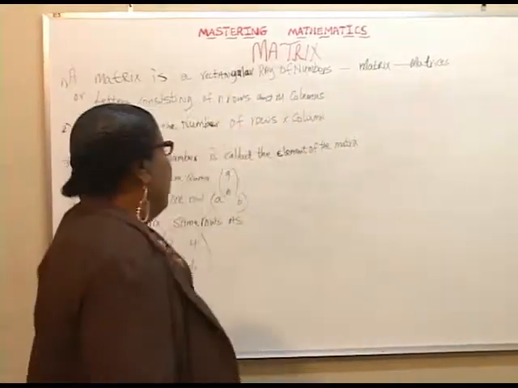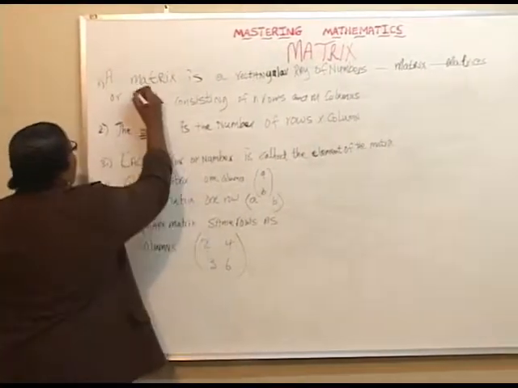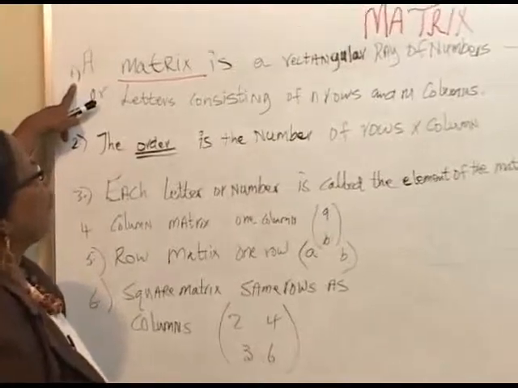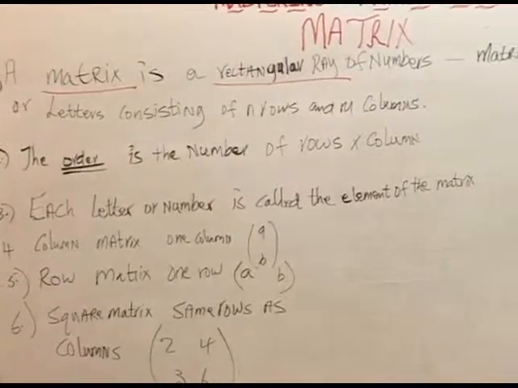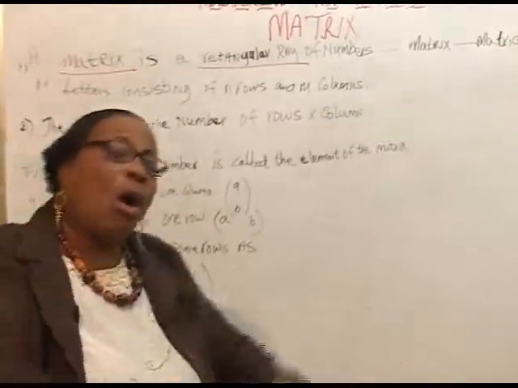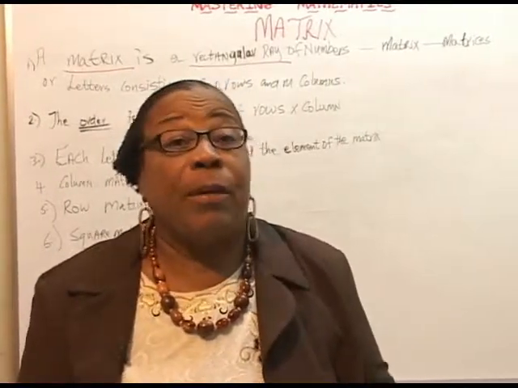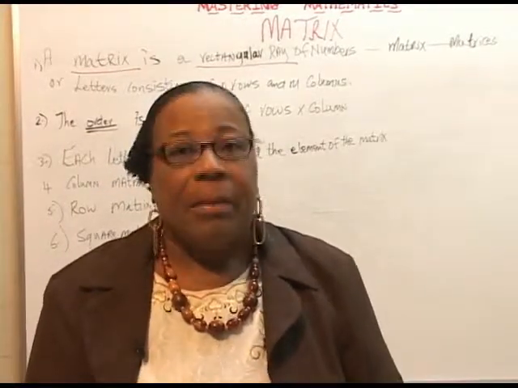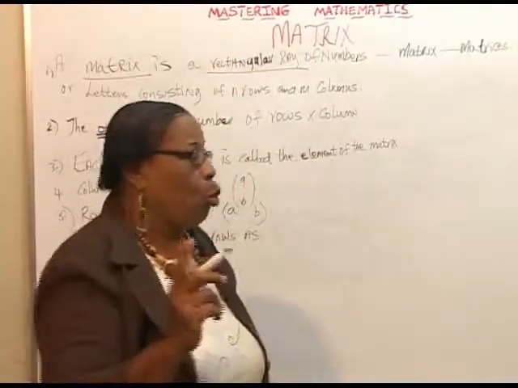All right? Now, the first thing, as usual, we start with our definitions. If we want to know what a matrix is, it's a rectangular array of numbers or letters consisting of n rows and m columns. But with all that fancy wording, we're going to recognize a matrix because it loves to be in brackets. And after that, we're calling certain lines rows and columns.